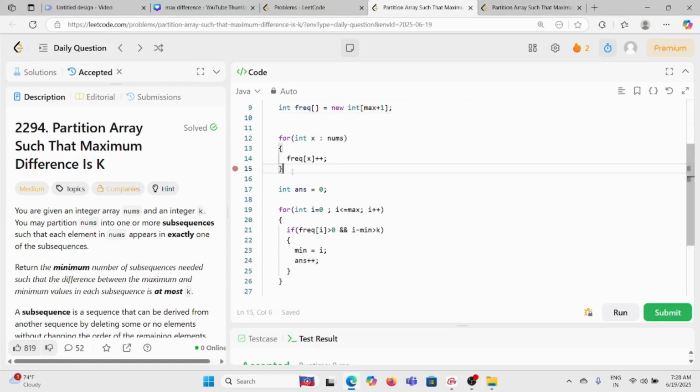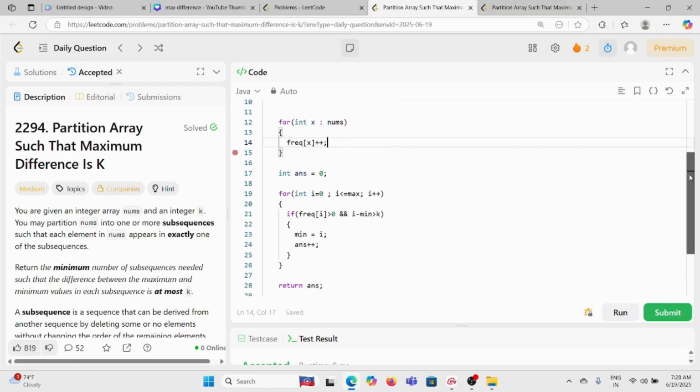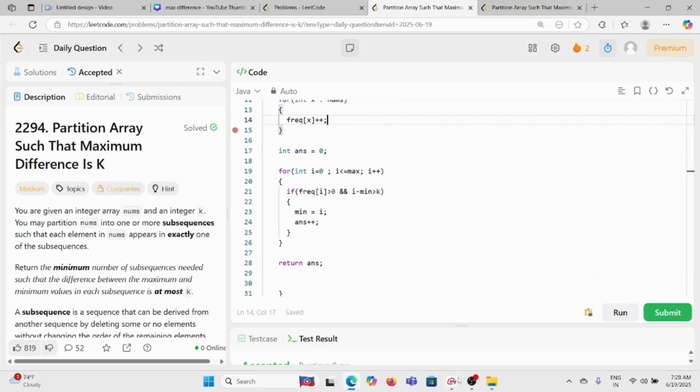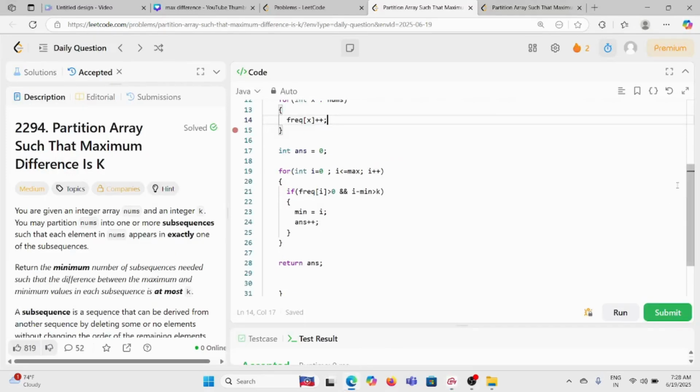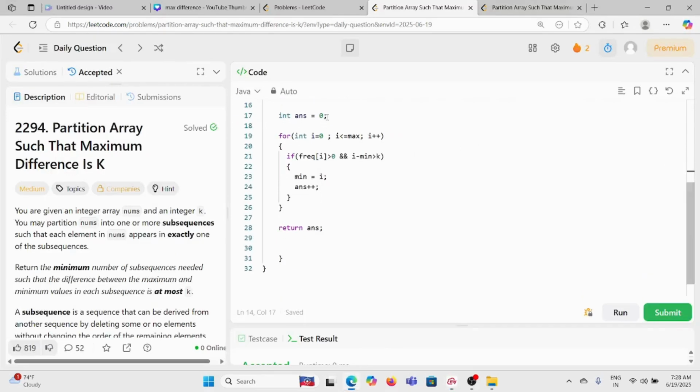Now I'm using a for loop. For every x in nums I'm increasing the frequency, because that means they appeared. Now after doing this, our frequency array would look like this. We got a frequency array like this. So now what will happen next is we have started answer equal to 0.